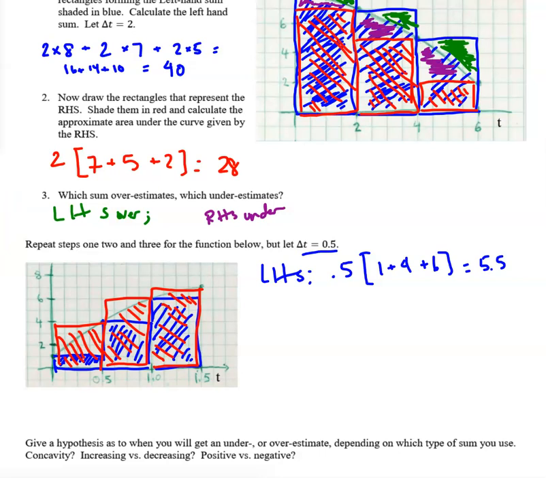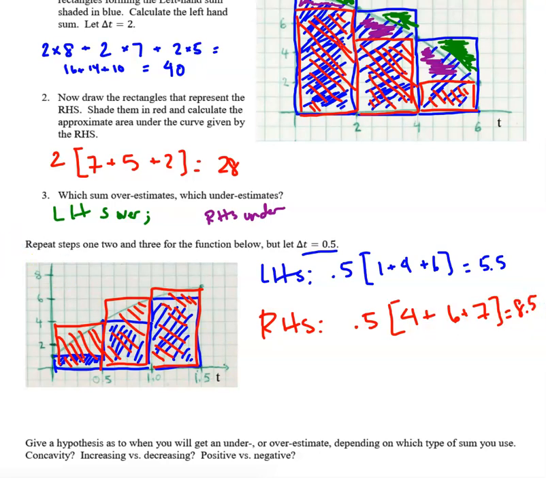Now if I switch to red to find my right-hand sum, I once again have the base of each rectangle is 0.5, so I'll factor that out in front. Then I'm going to add the heights of each of the right-hand sum rectangles. So I have a height of 4 for the first rectangle, then 6, then 7. So I'm adding up in the brackets 4 plus 6 plus 7. So if I pull that together, I have 10 plus 7 is 17 times 0.5 is 8.5.